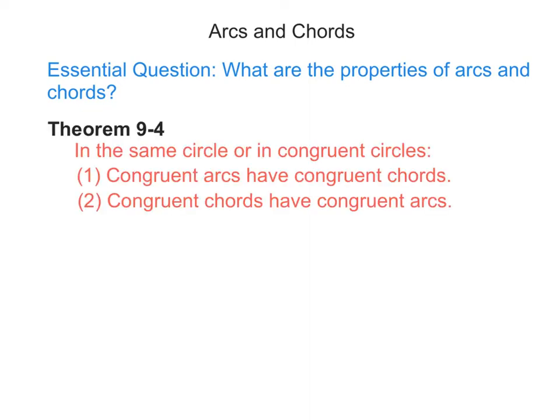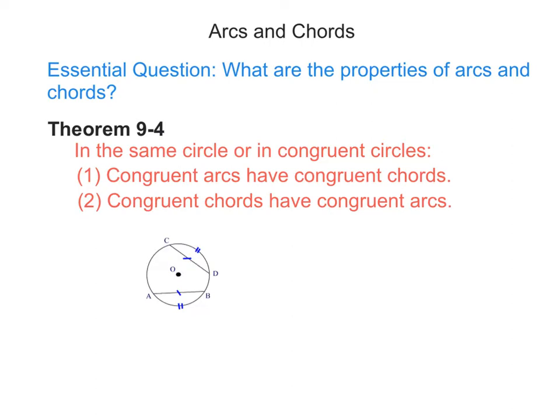The first theorem is Theorem 9-4. This theorem states, in the same circle, or in congruent circles, 1. Congruent arcs have congruent chords. 2. Congruent chords have congruent arcs.